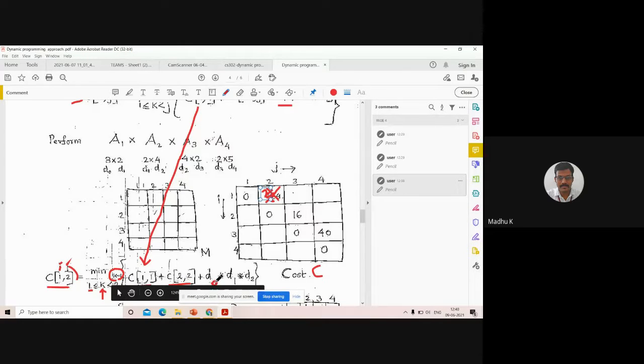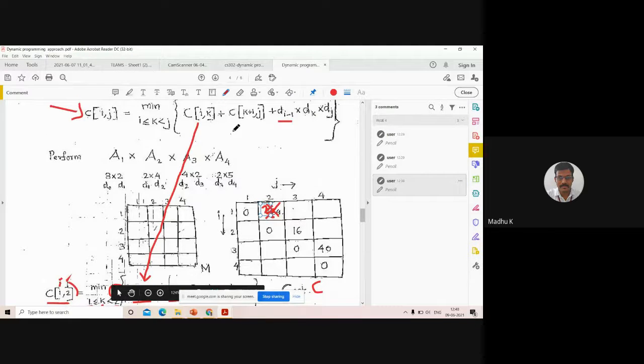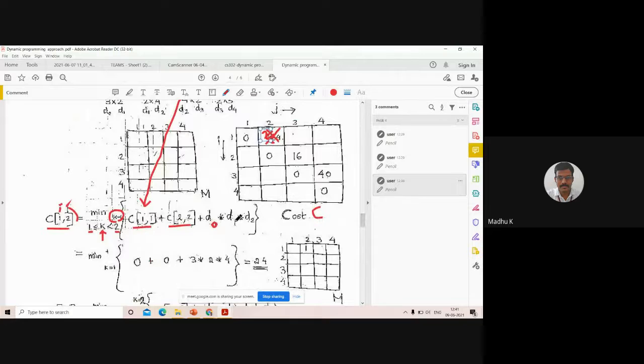So D becomes D0, D0 into D1 into D2. We are just substituting the values in this general equation. So i is 1, so D i minus 1 is D0, k is 1, D1 into D j, j is 2, so D2. So D0, D1, D2. We got an equation in this way.